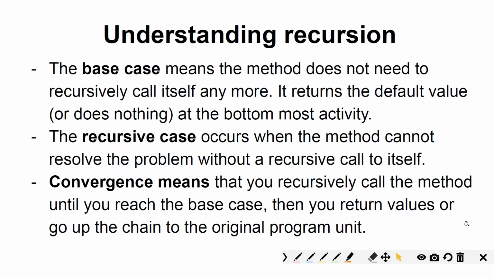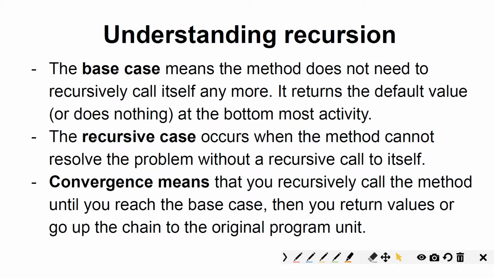And now I would just like to explain in more detail the base case, what this means. Base case means the method does not need to recursively call itself anymore. When you need to stop, like when you have the loop, you need to stop. Here is the same approach using base case, and it returns the default value or nothing. You need to decide whether you're returning something or you're just stopping at the bottommost activity.